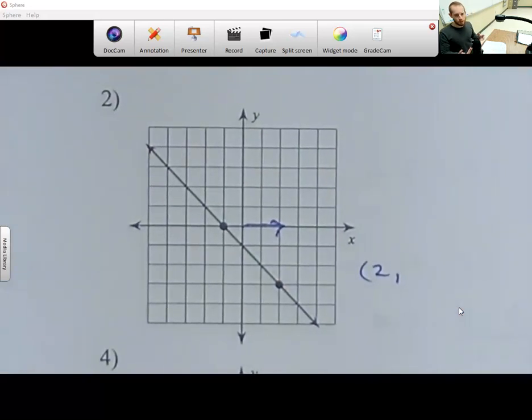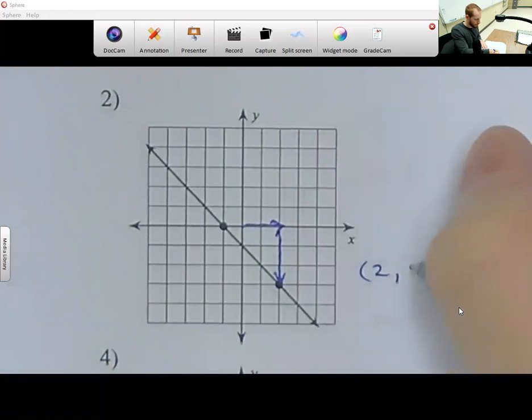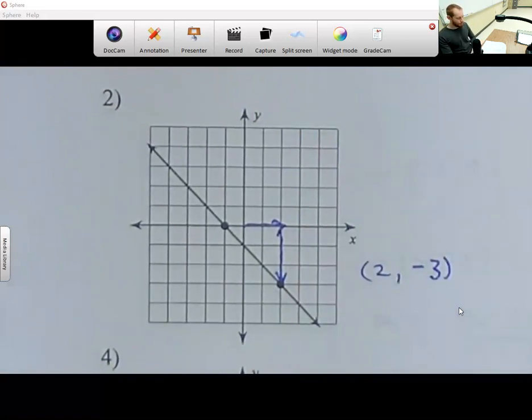Now, how far down do I have to go to get to that point? I have to go down 3, right? 1, 2, 3. So that's going to be a negative 3. Okay? So that means I'm going 2 to the right and 3 down.